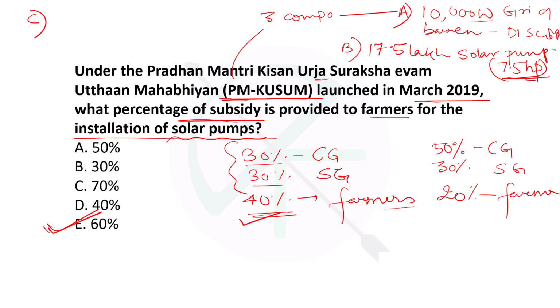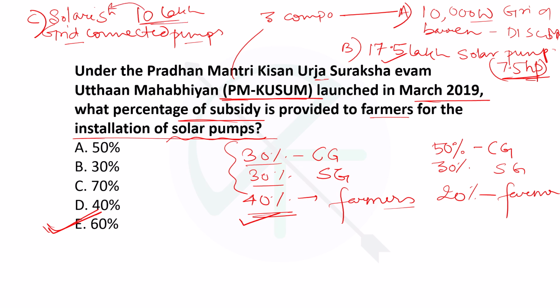Then the third component of PM Kusum was solarization of 10 lakh grid connected pumps. So basically it was for 17.5 lakh fresh solar pumps that will be installed, and the already installed grid connected pumps, around 10 lakh, will be solarized. That means they will be converted into solarized pumps. Okay, so for that also individual farmers having grid connected agricultural pumps will be supported to solarize their pumps, and they will be able to use the generated solar power to meet their irrigation needs, and in case excess solar power is produced, then it will be bought by Discom at fixed tariffs.